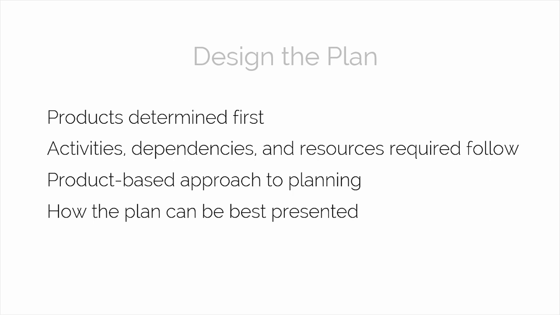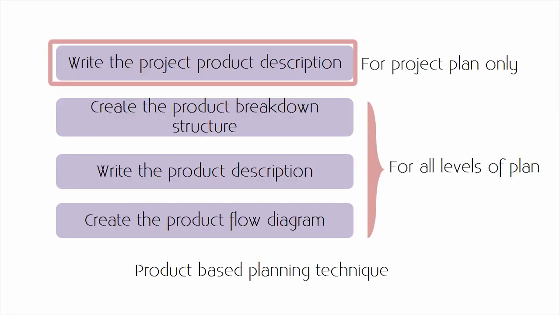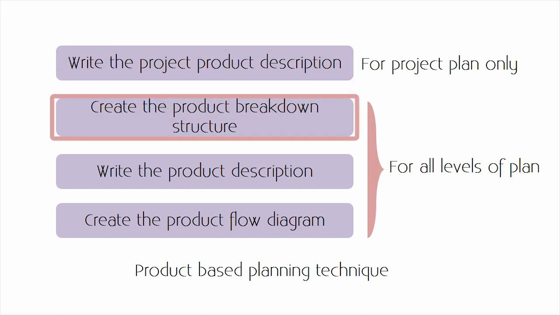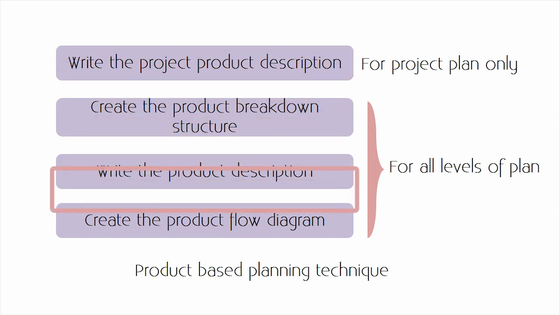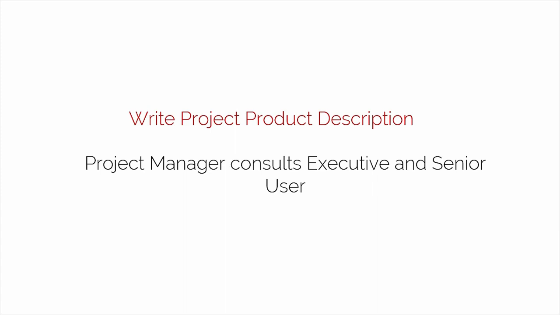The second step is to define and analyze the products. Within this step, there are 4 sub-steps that form the product-based planning technique. These steps in sequence are writing the project product description, creating the product breakdown structure, writing product descriptions, and creating the product flow diagram. Let's begin with the first step, project product description.